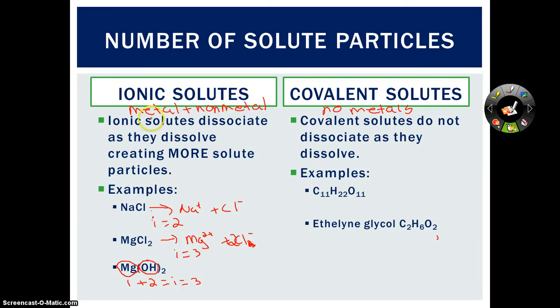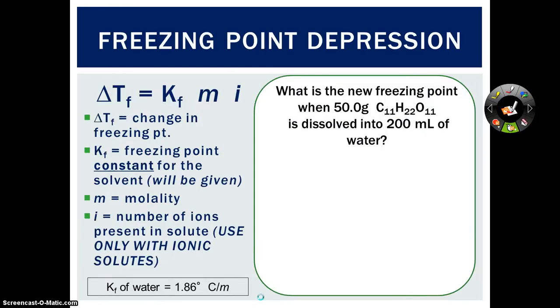So ionic, you recognize because it has a metal, sodium, magnesium, magnesium. So those dissociate into ions. Covalent you recognize with no metals, carbon, hydrogen, oxygen. None of these are metals. These are covalent compounds, so always i equals 1. Or you could say you don't even need to use an i. Either way, it means the same thing for covalent solutes.